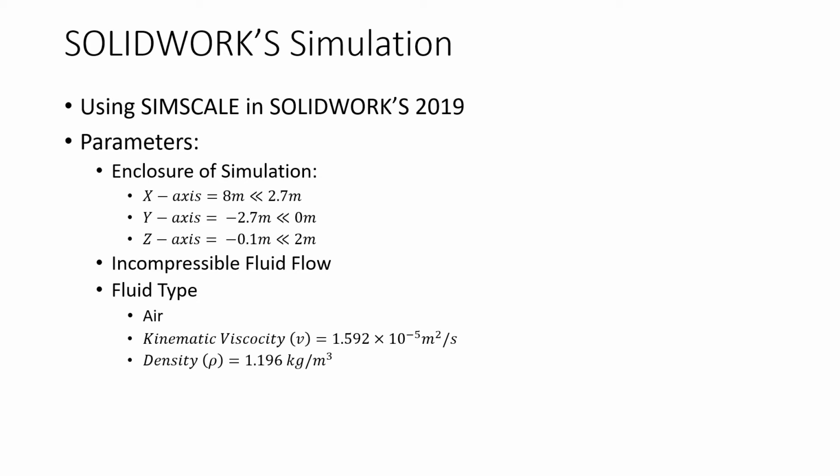This is to ensure that our data is correct and no errors are generated from disruption in air. So the fluid that we have chosen to use is air and has a kinematic viscosity of 1.592 times 10 to the power of negative 5 meters square per second. Then air has a density of 1.196 kg per meter cube.